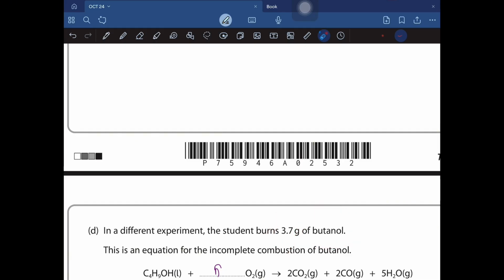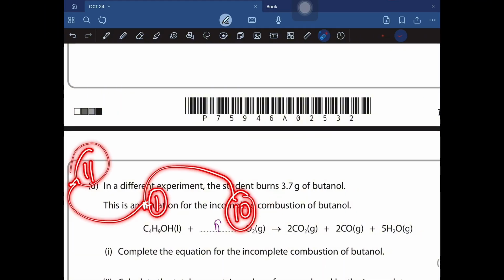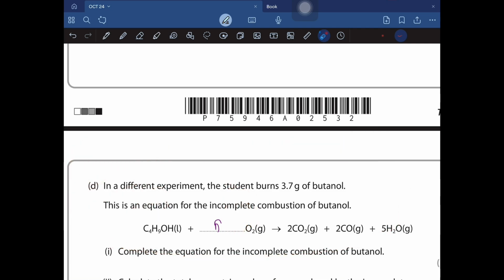This is an equation for the incomplete combustion of butanol, right? So complete the equation. Let's see how many oxygens we have over here: 4, 5, 6. We have 11 oxygens. And how many oxygens do we have over here? It is 2 and 1, so 3 oxygens. If I add a 5, then I should be getting 10 oxygens, plus that 1 oxygen gives a total of 11 oxygens. So oxygen on the left-hand side and right-hand side balances out. Let's move on to the next question.